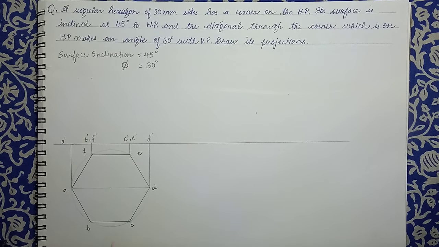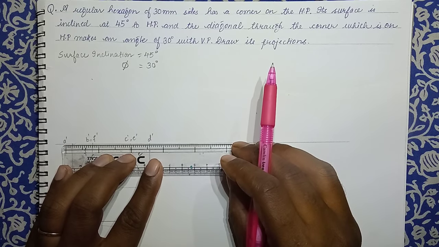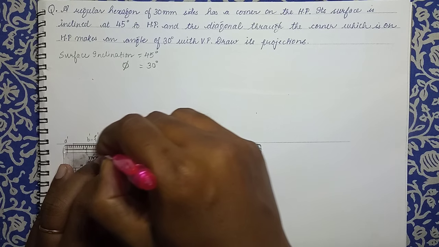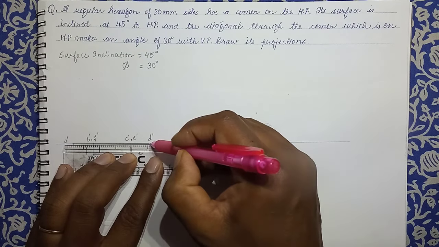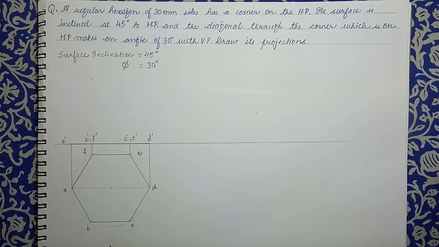So now the observer is somewhere over here, looking at the object from this direction. So A, B, C, D will be visible. F will be behind B, and E will be behind C. So this is the edge view of the hexagon. So the hexagon is kept on HP about this corner. This is the condition that is mentioned in the problem. We have solved it that way.